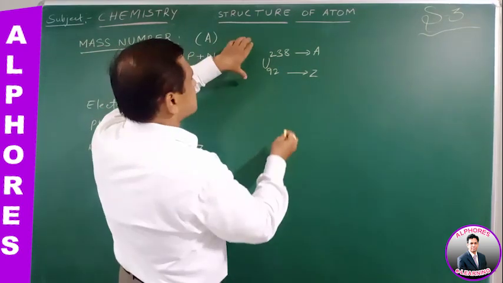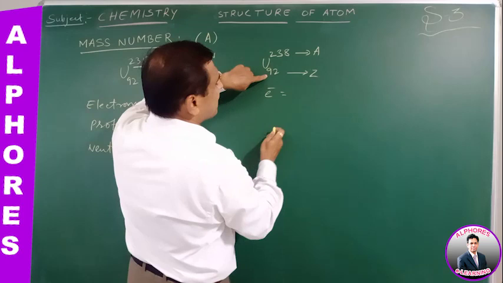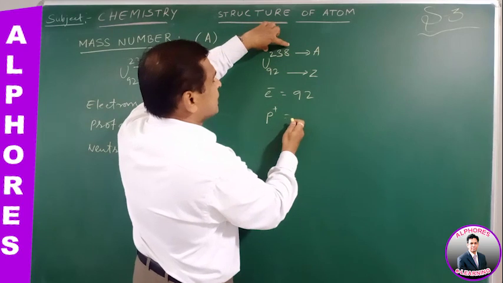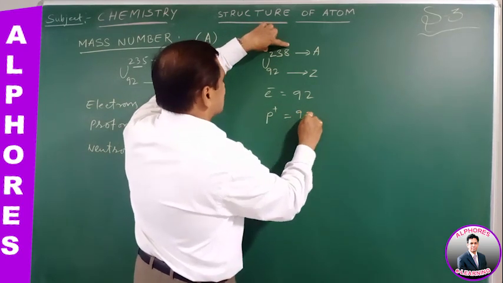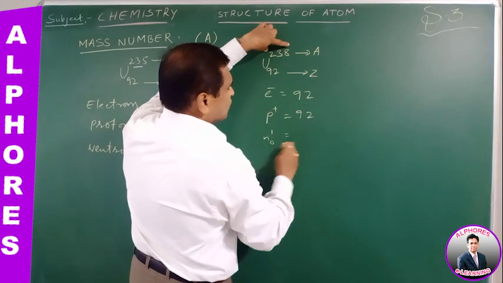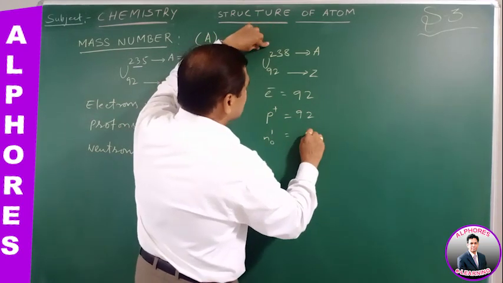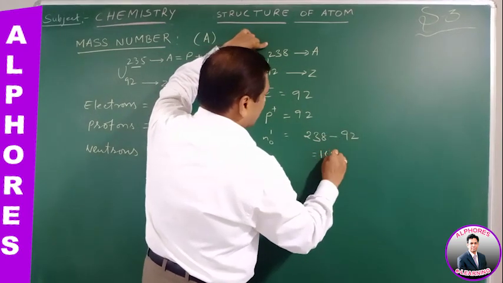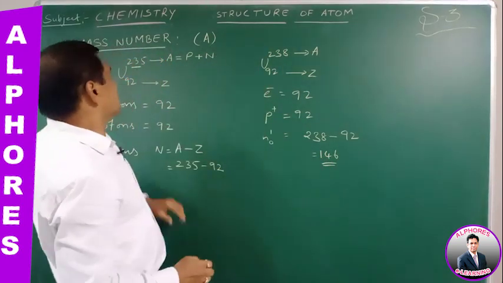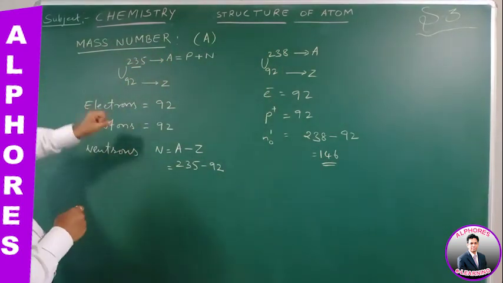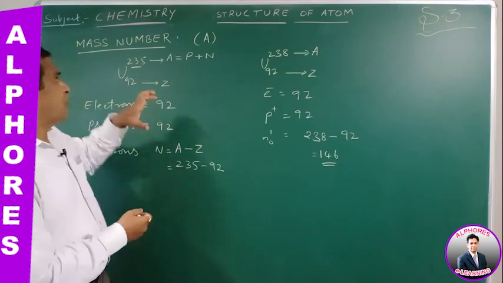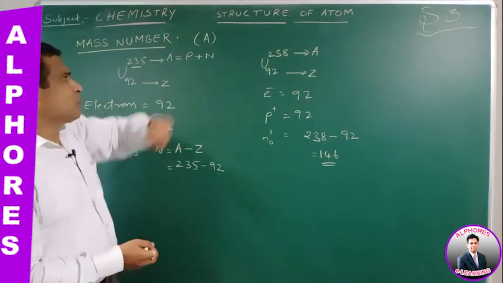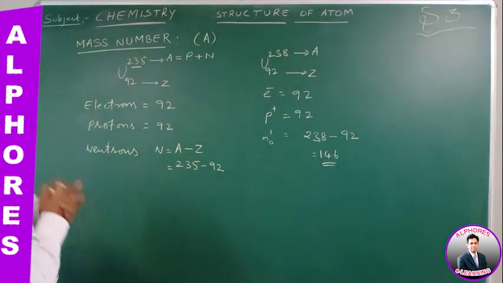Similarly, in this one, the number of electrons is equal to the atomic number, that is 92, and the number of protons is 92 in this 238. The number of neutrons is A minus Z, that is 238 minus 92, which shows 146 neutrons. So that is the concept of mass number. Once again, the mass number of an atom represents the sum of the protons and neutrons together.